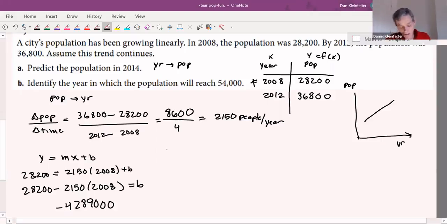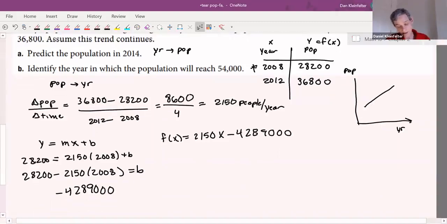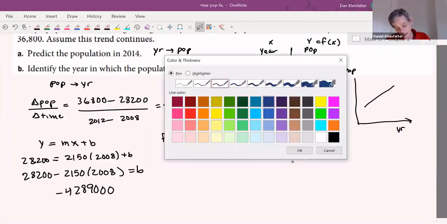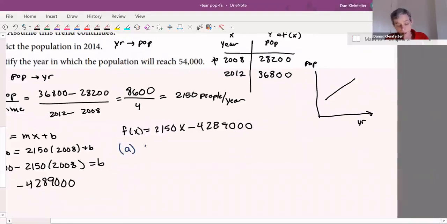So putting together the pieces, we have our f of x. That will be our population at time after year x. So that will be 2,150x minus 428,900. All right, so there's our formula, and all of that was basically just to help us answer this first question, which is to predict the population in 2014. So let's go ahead and do that. So once we've done that, the rest of this should be pretty smooth sailing. So we want f of 2014.